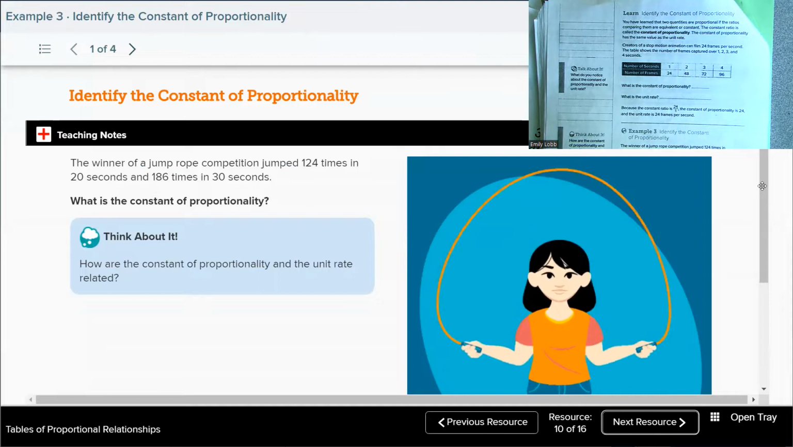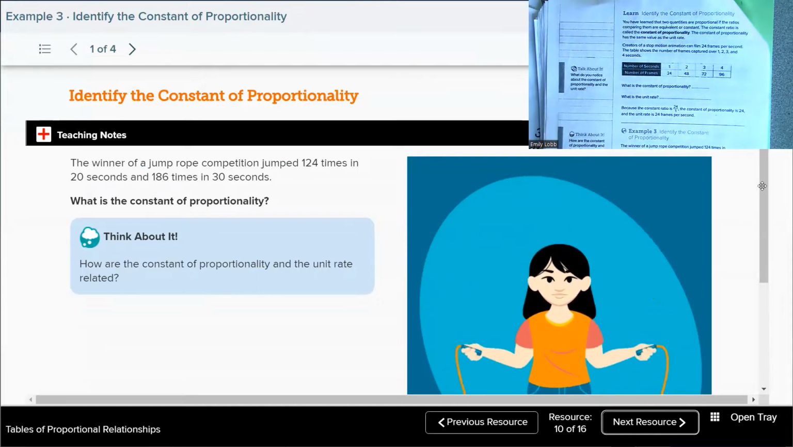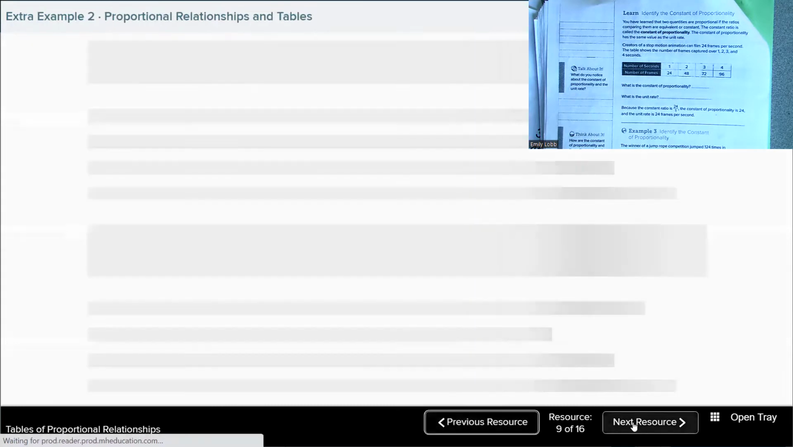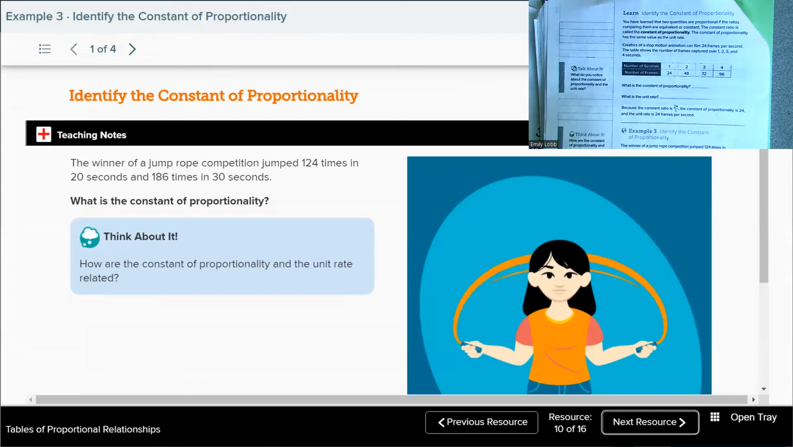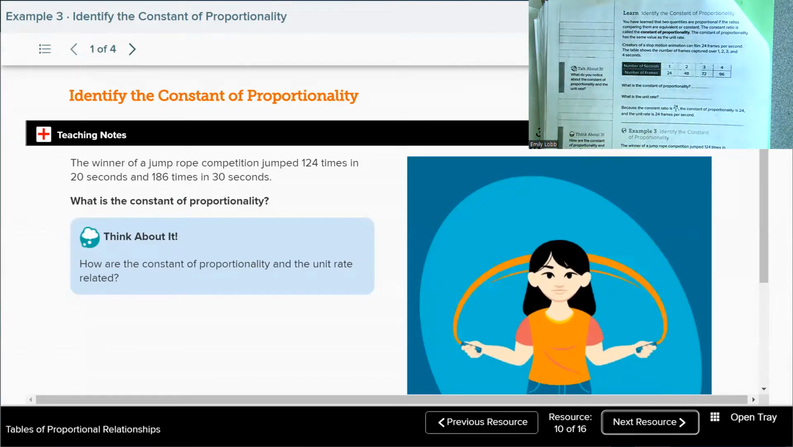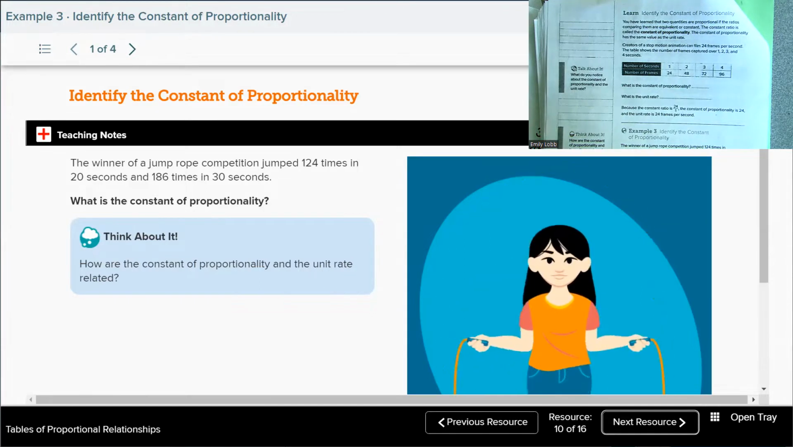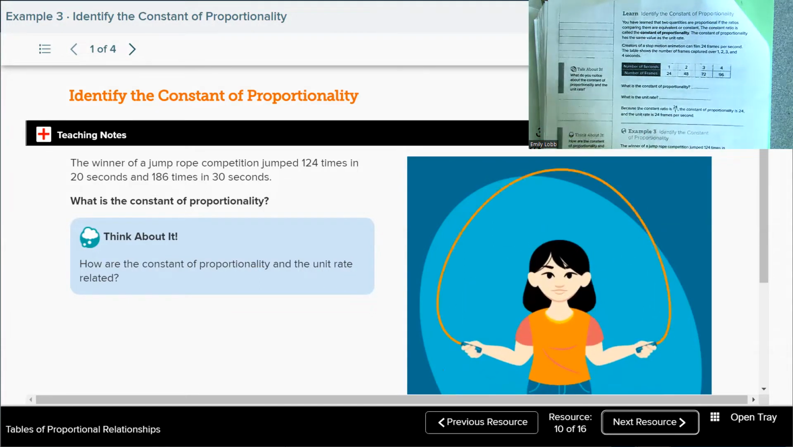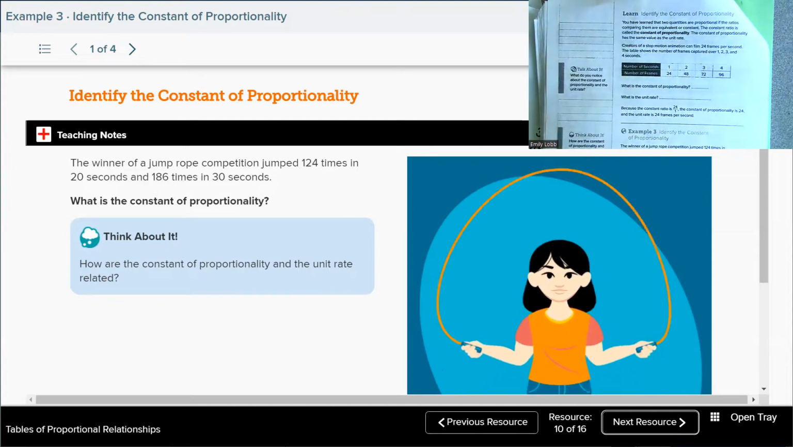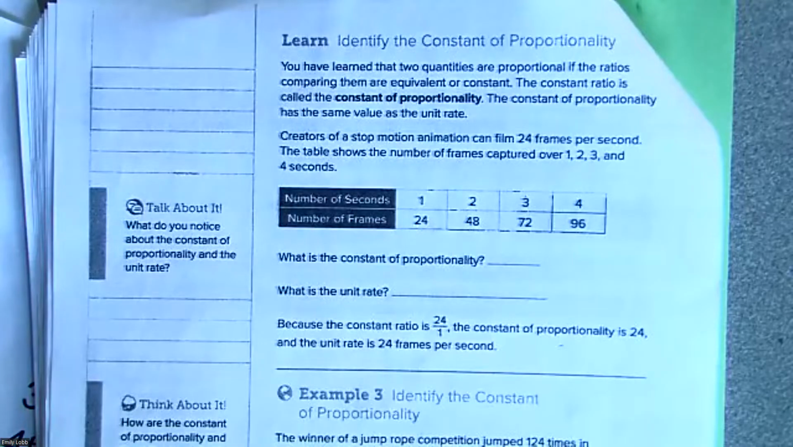So we've learned, oh, does it skip this word? Must be. Maybe we're just missing something. So the winner of a jump roping competition jumped 124 times in 20 seconds. So we're actually skipping the learn, but let's look at the learn real quick before we move on. Let me stop sharing that.